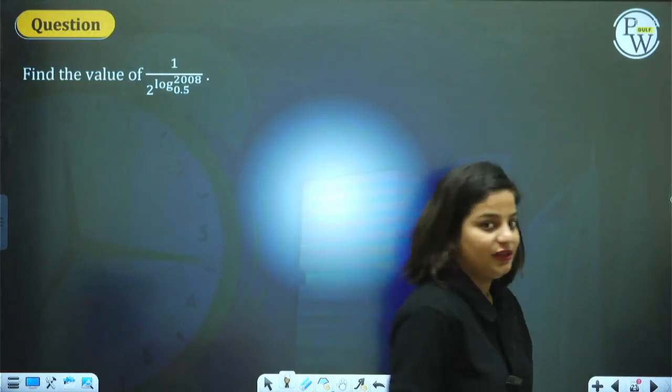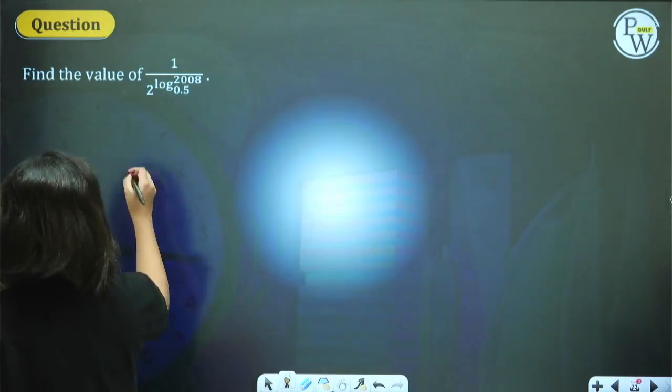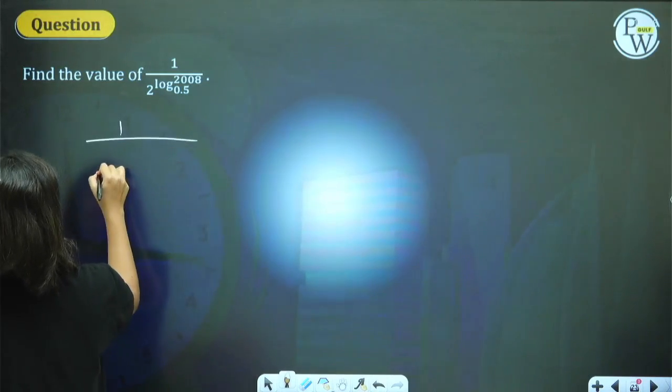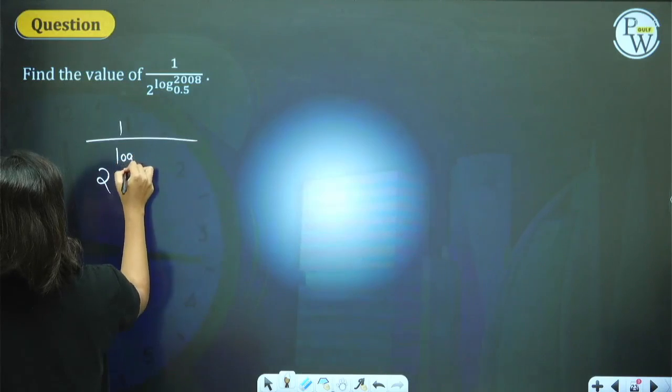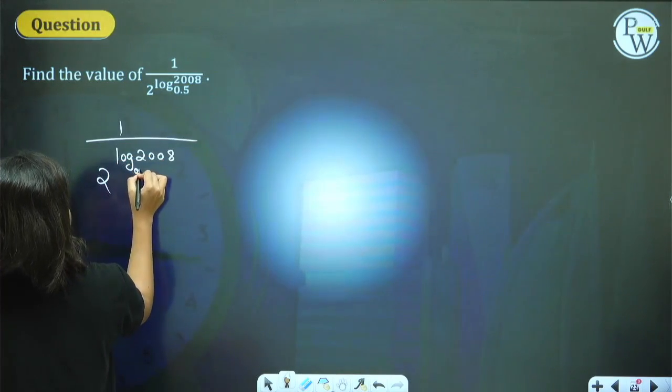Find the value of this. Try this. You can pause the video and try this question using all the properties that you have studied. Let me do it for you. I'll rewrite the question just in case you find it a little cluttered. It's 1 upon 2 raised to log of 2008 to the base 0.5.